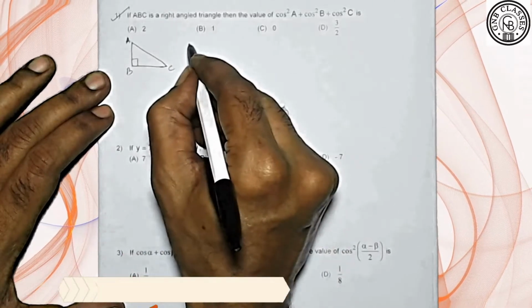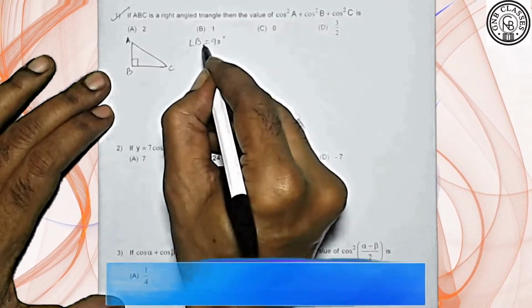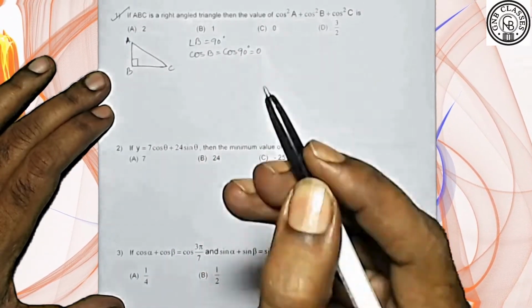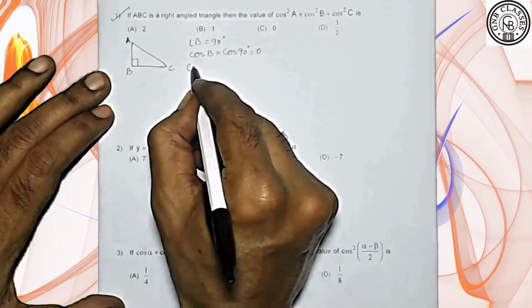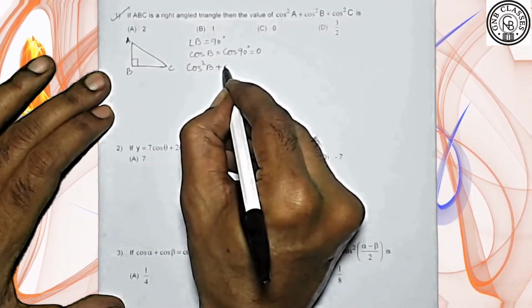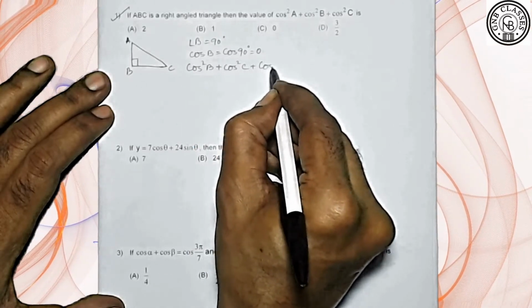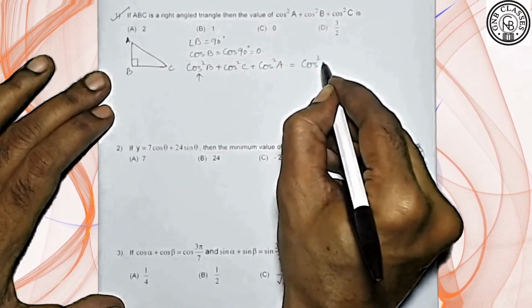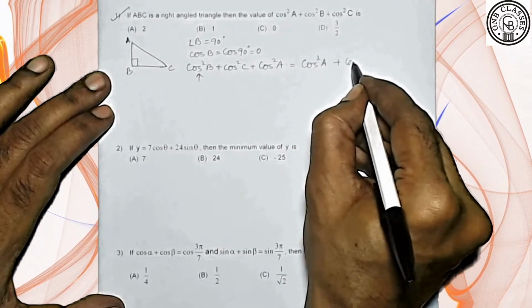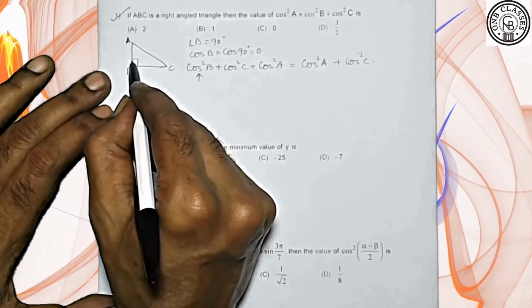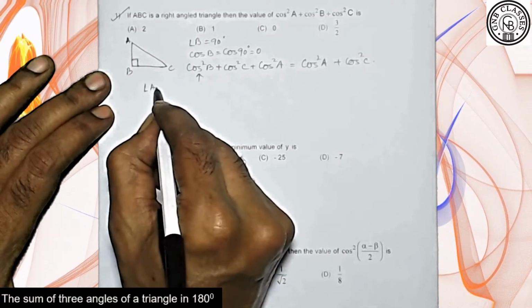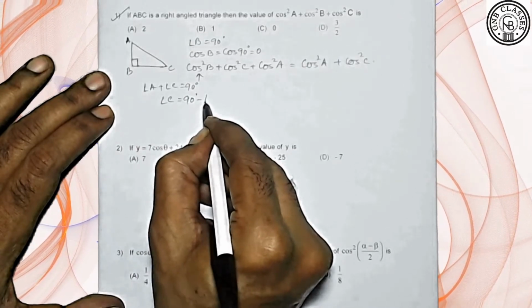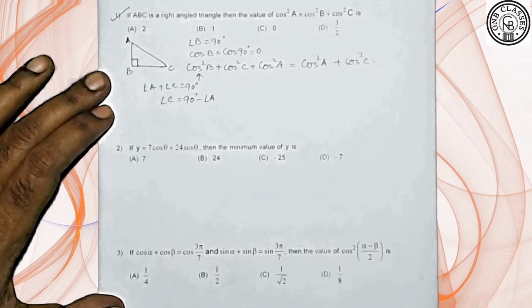Okay. Now if angle B is 90 degree, then cos B will be nothing but cos 90, which is nothing but 0. Therefore, the value of the expression, that is cos square B plus cos square C plus cos square A, cos square B will be 0. We are left with cos square A, cos square C. Moreover, as angle B is 90 degree, therefore angle A plus angle C is 90 degree. Therefore, any one angle can be expressed in the form of other angle like 90 degree minus A.